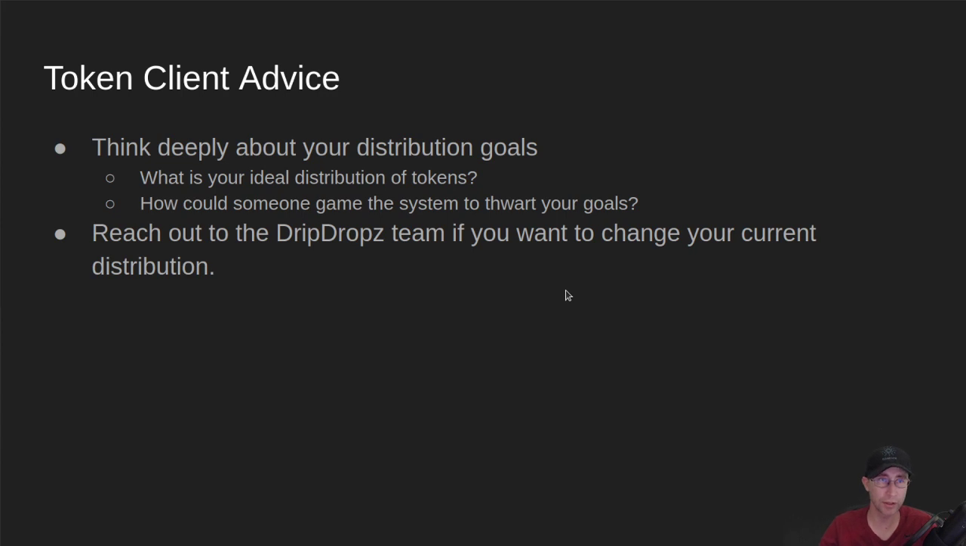So a little bit of token client advice. This is not financial advice. This is just general advice. Think deeply about your distribution goals if you are a token client of DripDropz. So what is your ideal distribution of token? Are you going after rewarding a small set of people? Are you going after getting your project known out there? If that's the case, you want to do a blockchain-wide distribution.